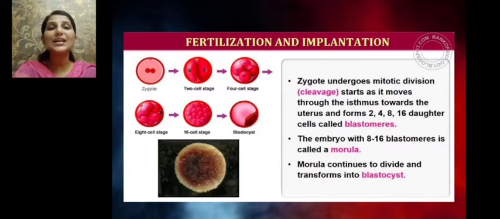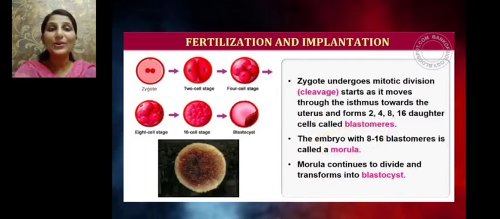As it is undergoing mitotic division, the dividing zygote moves from the ampulla to the isthmus and finally reaches the uterus. On its way, it divides to form 2, 4, 8, 16 daughter cells. These daughter cells, which are a result of cleavage, are called blastomeres. An embryo with 8 to 16 blastomeres is called a morula.